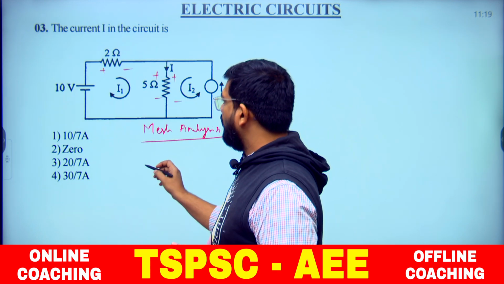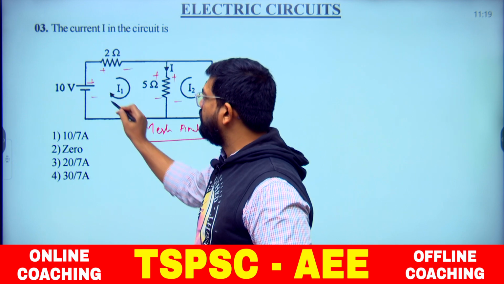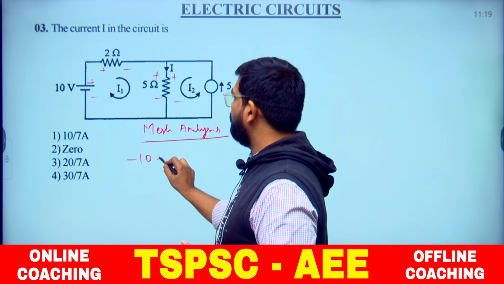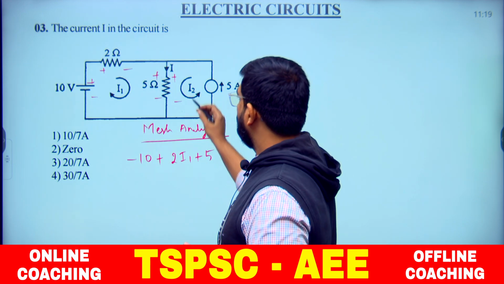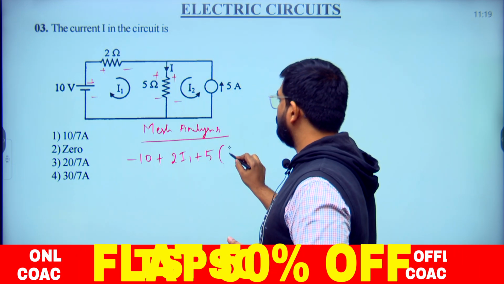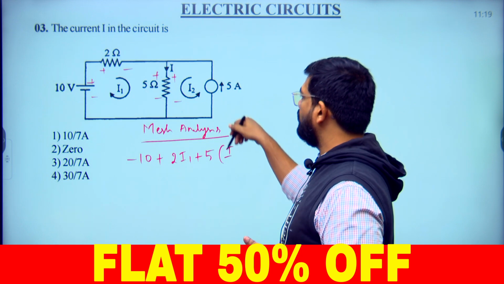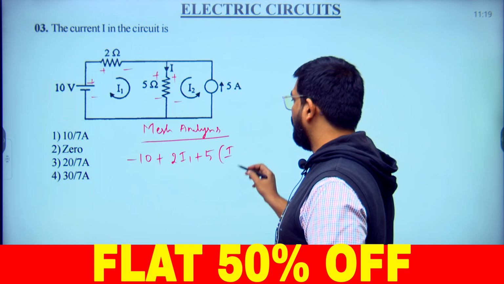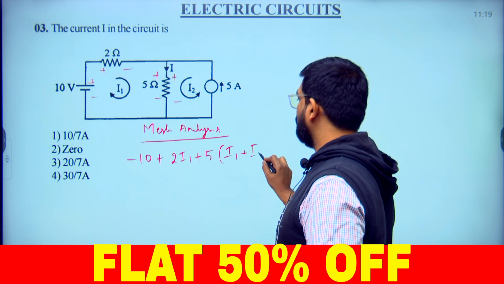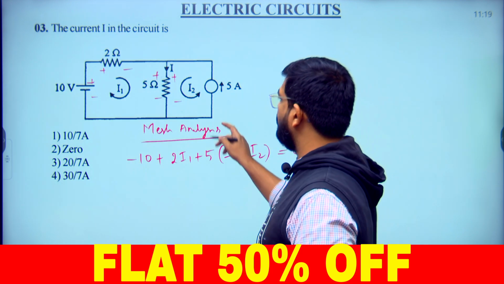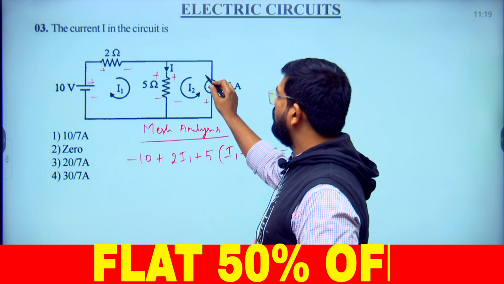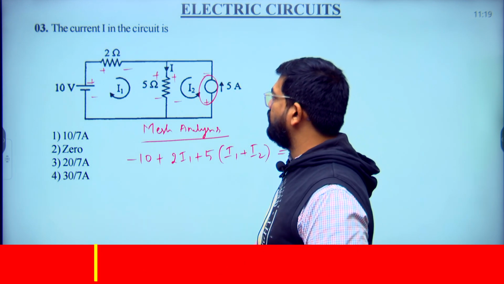anyway, if you write here, this is the polarity for this: minus 10 plus 2 I1 plus 5 into, both I1 and I2 are entering into this, right? Definitely, current I1 and I2 are both entering, right? And again, what is the problem with this? If I write mesh analysis, what will be the voltage? We don't know. Okay, that is the difficulty.